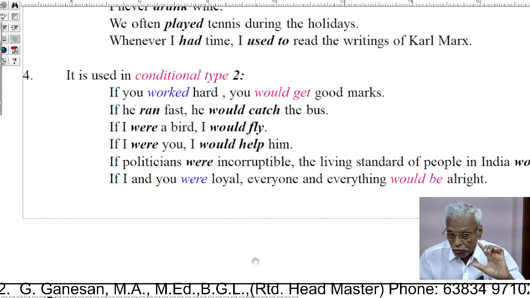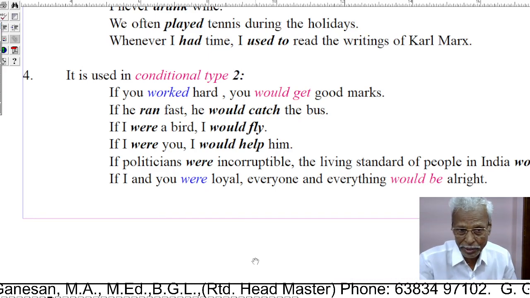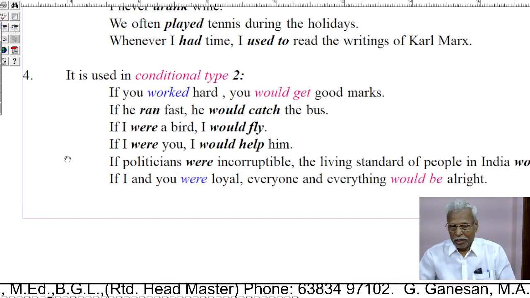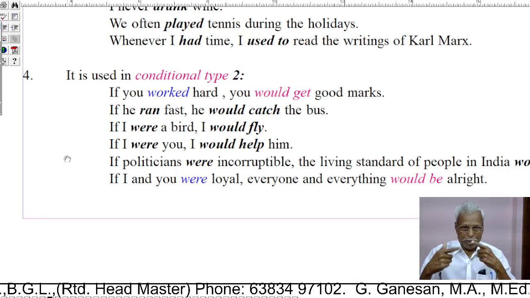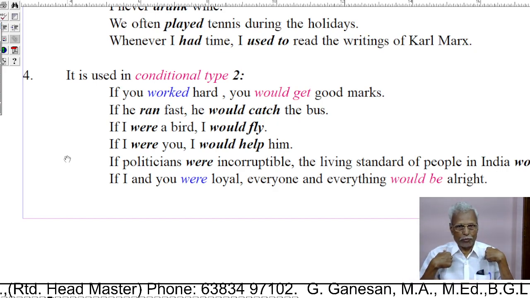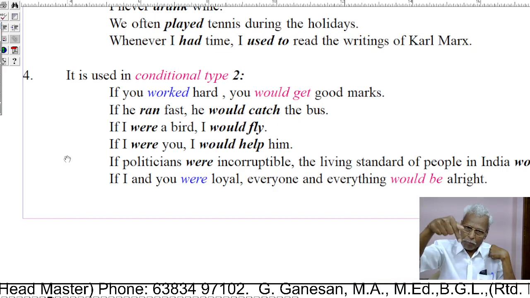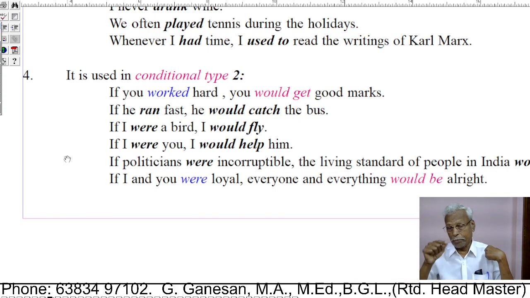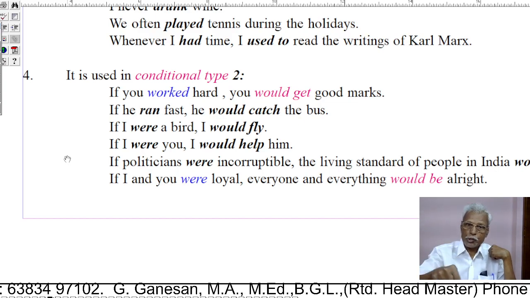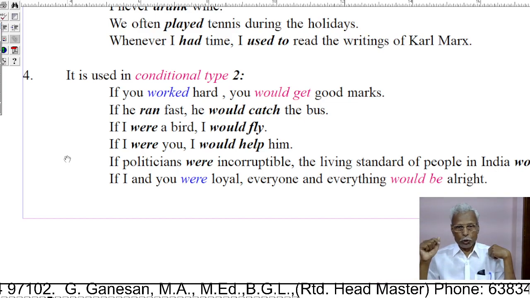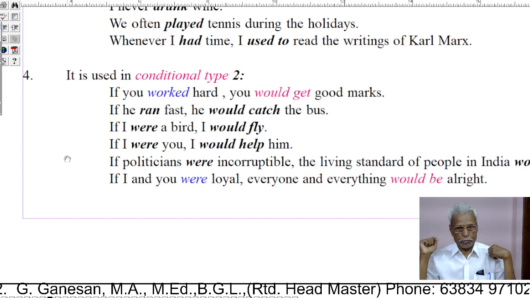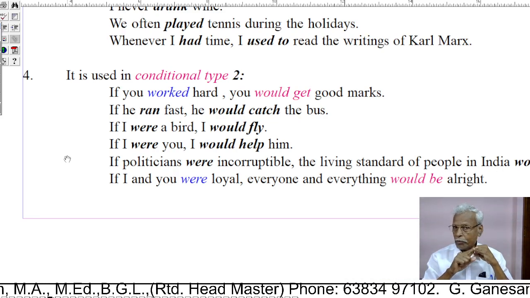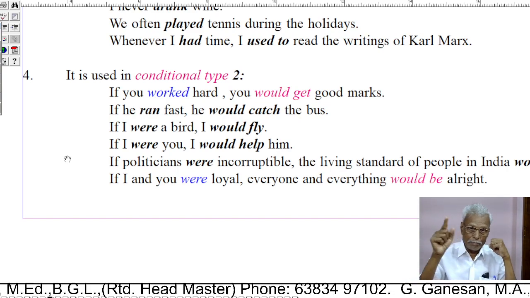Then the second type is quite important for these sentences. If I were a bird, I would fly. Improbable. If I were a bird, I would fly. Here, the verb used should be the plural past verb. Plural past verb should be used here. No singular past verb should be used in the second type. Then the verb is action verbs other than be verbs.